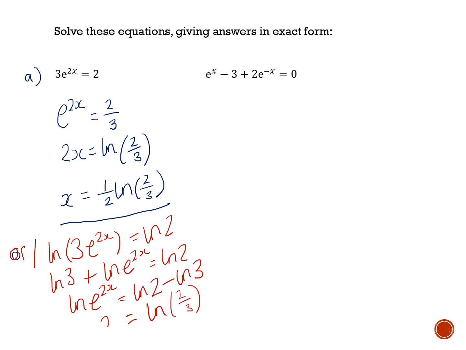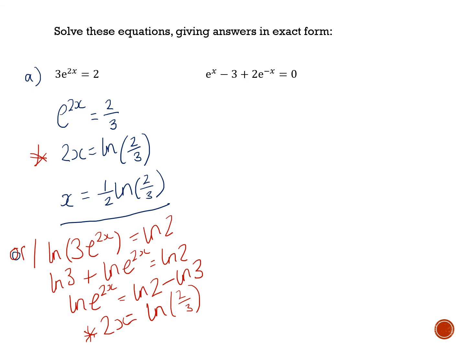Ln of e to the 2x is just 2x. So can you see I've actually got the same thing here as I've got here. But I reckon it's probably easier to do your rearranging before you take logs, but it's a matter of preference.